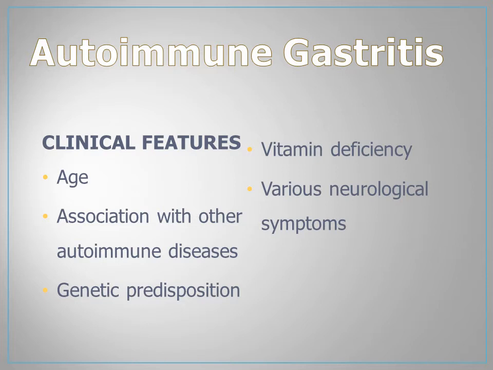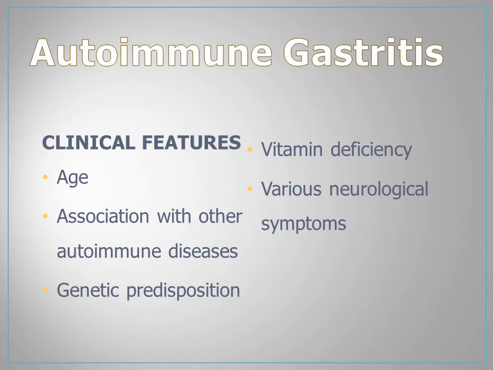Clinical features. Autoimmune gastritis is usually diagnosed in old age people, more than 60 years of age, and it can have association with other autoimmune diseases like hypoparathyroidism, diabetes mellitus. It has association with thyroiditis. Then Graves disease is an important disease that comes in association with autoimmune gastritis. Graves disease is again an autoimmune disease that affects the thyroid gland.